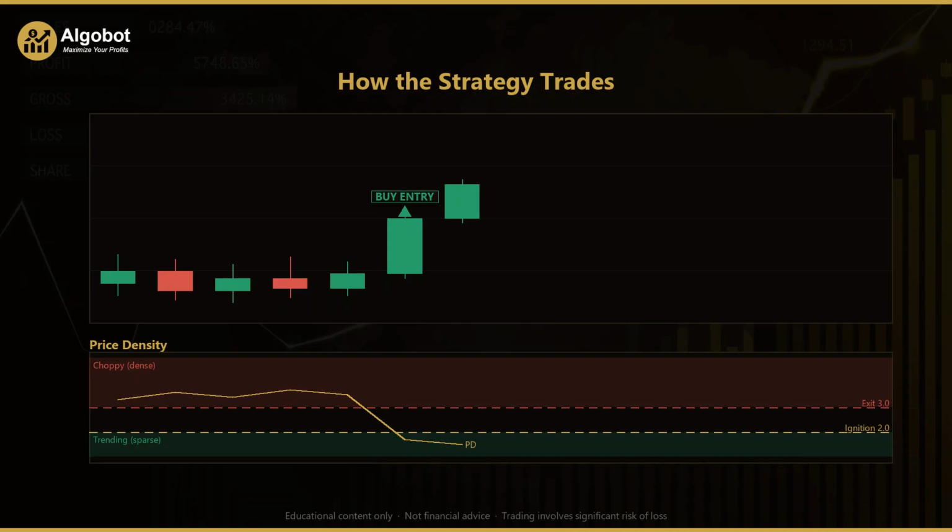The strategy then checks direction. The net displacement across the window is positive, and the latest close is sitting above the window's mid-range, so both long filters agree. That's where the buy entry marker appears. From there, follow the next few candles higher. Each bar carries price to fresh ground with very little overlap, which is precisely why the density stays low, down in the trending zone.